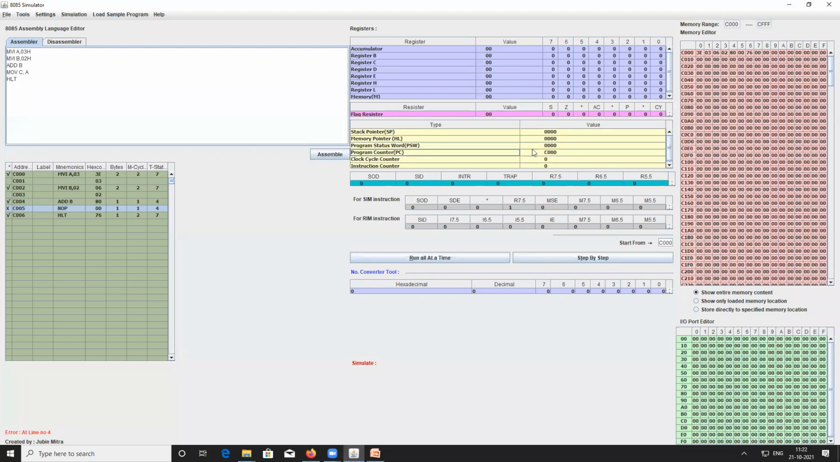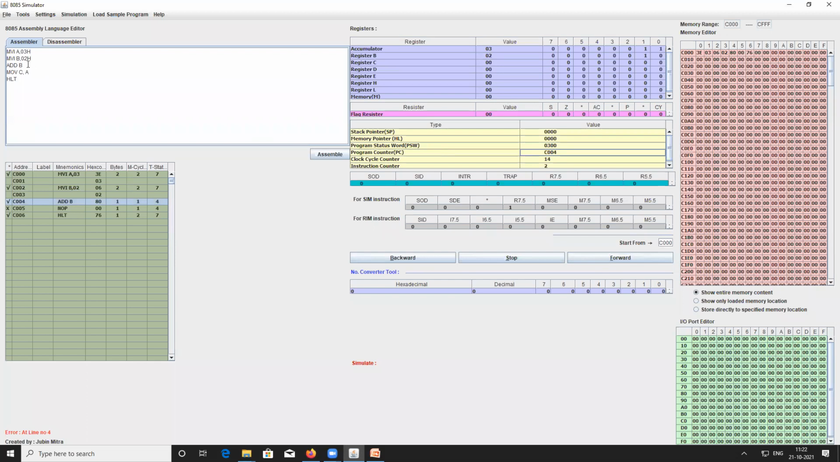See in your program counter what will happen. Stepping forward, C000 contains the value 3E, and C001 contains 03. After C002, 03 will go to the accumulator. After that, the counter is incremented, and then 04 is there.